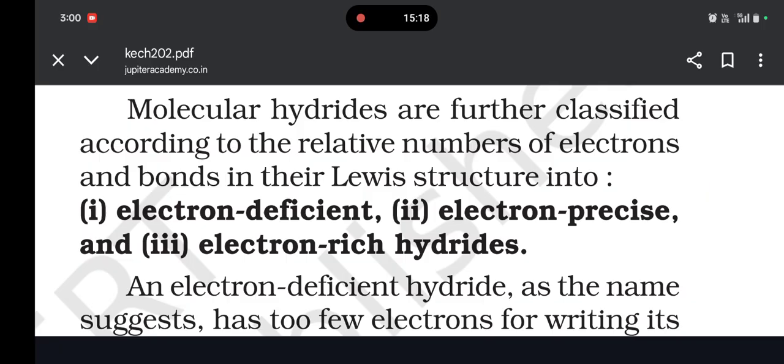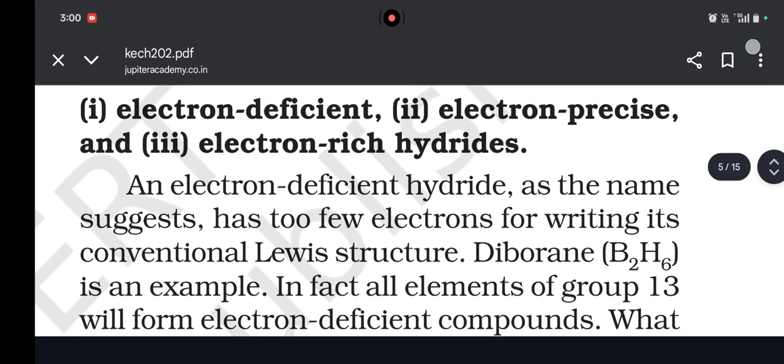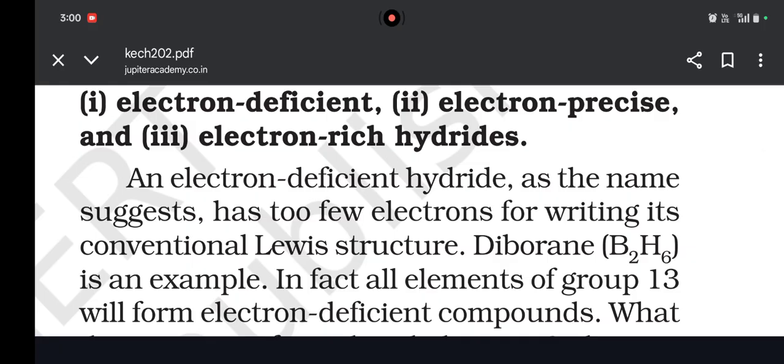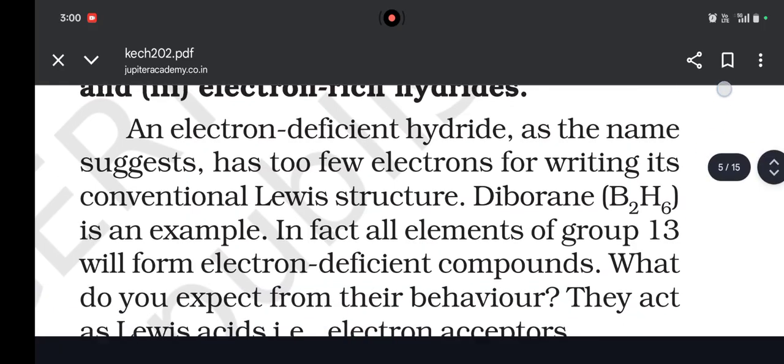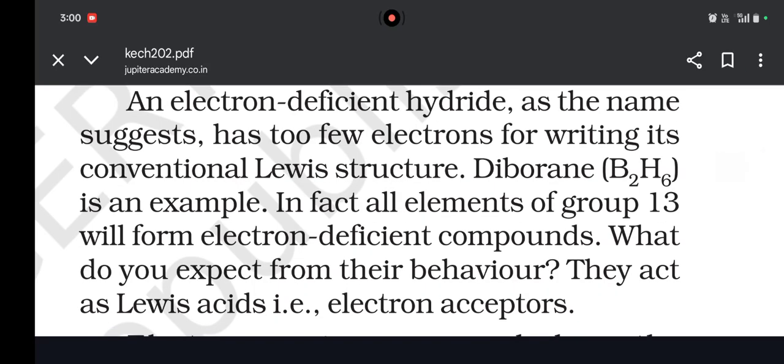Molecular hydrides are further classified according to the relative number of electrons and bonds in their Lewis structure into electron deficient, electron precise, and electron rich hydrides. An electron deficient hydride, as the name suggests, has too few electrons for writing its conventional Lewis structure. Diborane B2H6 is an example.